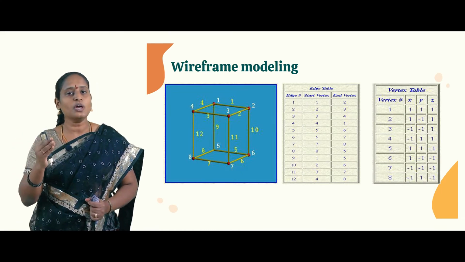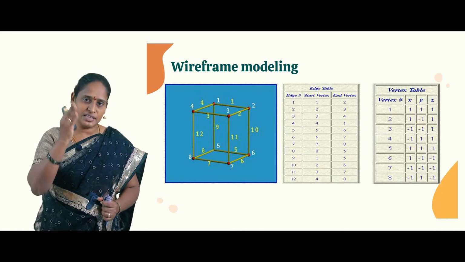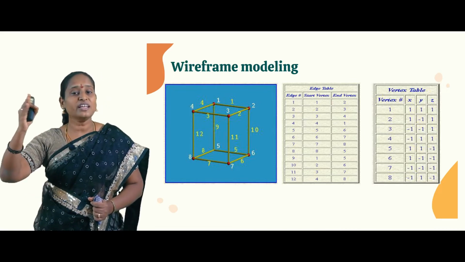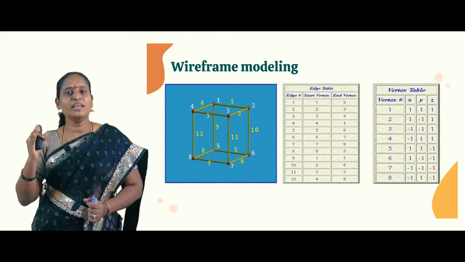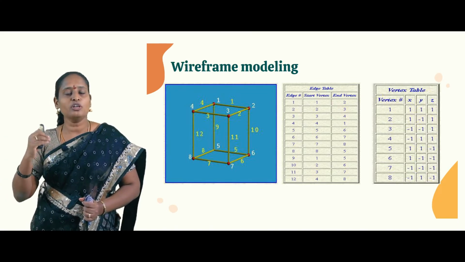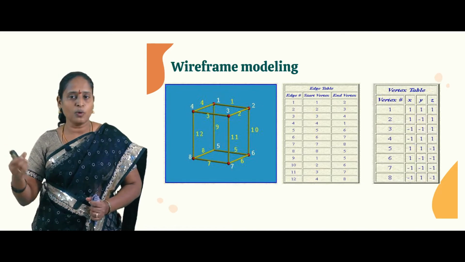Next, how is the data stored? The data is stored in the form of first the edge data. Then come your edges made up of vertex data. So the points are stored. The memory for storing this data is going to be bigger.